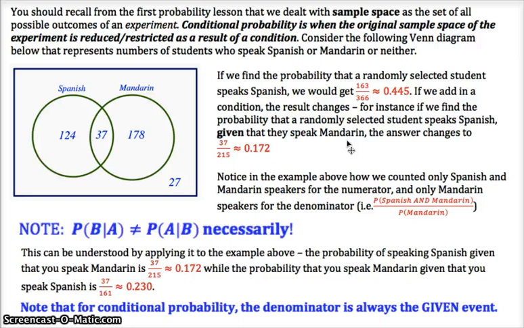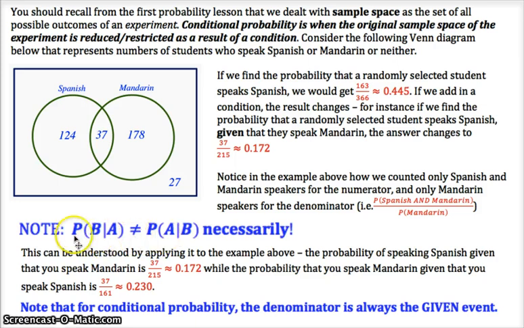That's different than just looking for Spanish speaking people in general. Just looking for Spanish people in the party of 366 people. What if I'm at the party of just 215? Well, that probability is different. It's only 37 out of those 215, and it's a totally different probability. You can read that again if you want to see why that's different. That's not a bad idea. So if we limit it to just the Mandarin speakers and now say, okay, what's the chance of picking a Spanish-speaking person? It's totally different.